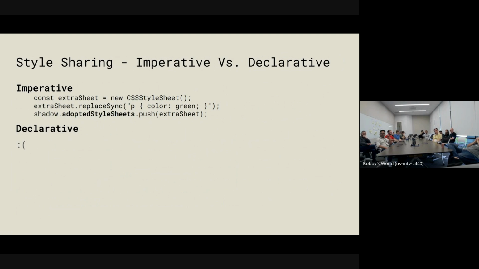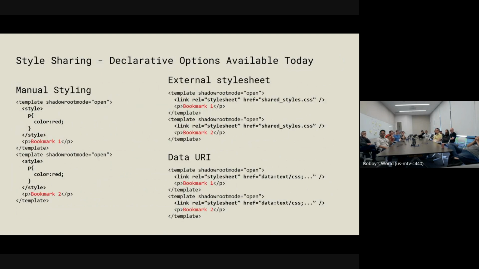And this is kind of a big deal because the declarative version can be very, very fast if you're doing server-side rendering. But then you hit this shared style issue. So what can you do with declarative Shadow DOM today? You basically have these three options. What I'm calling manual styling, which is essentially copy-paste style tags, which is not great. If you want to change one, you have to change a bunch.